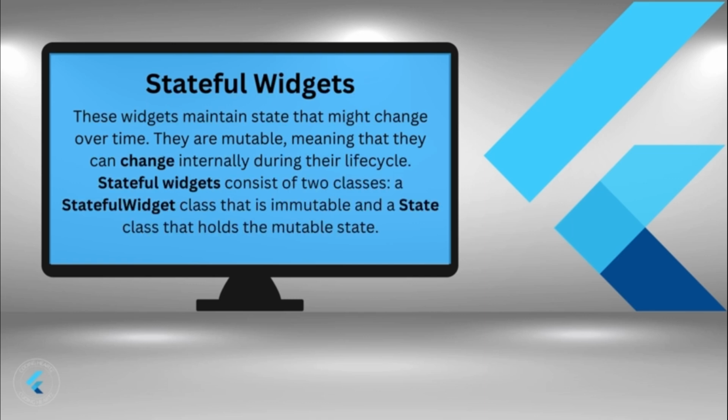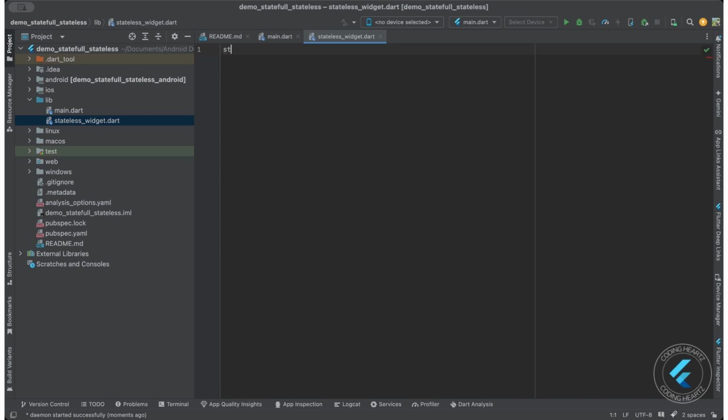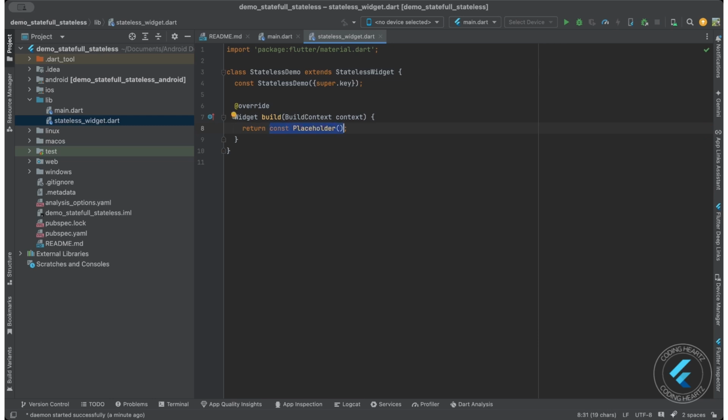Now, let's go and check both with the code. I have created a new project with the name demo stateful stateless and created a new Dart file with the name stateless widget. Create a new class with the name StatelessDemo. This class extends the StatelessWidget class. This StatelessWidget class is the main widget of our screen.